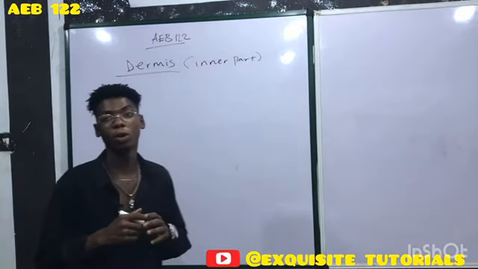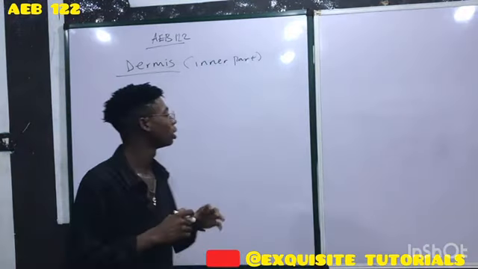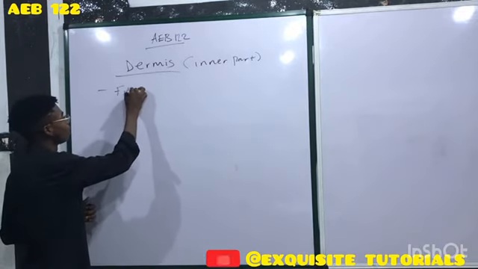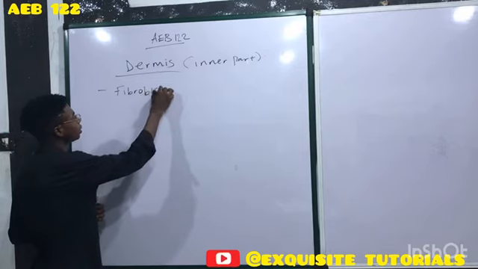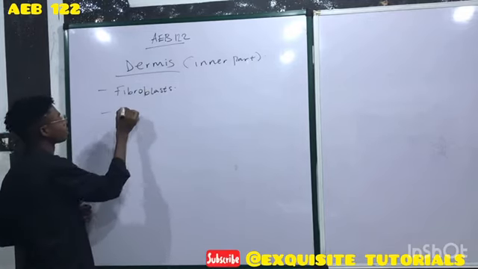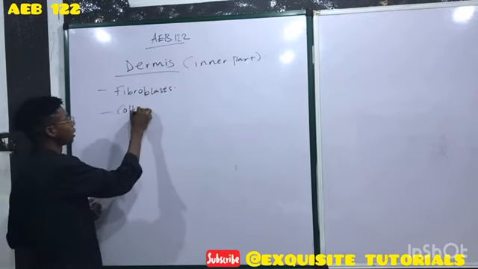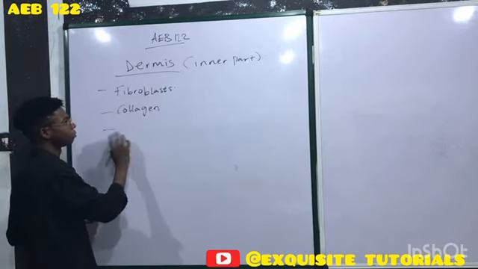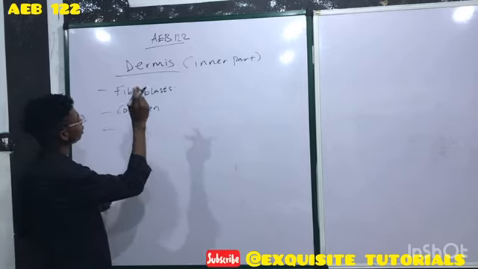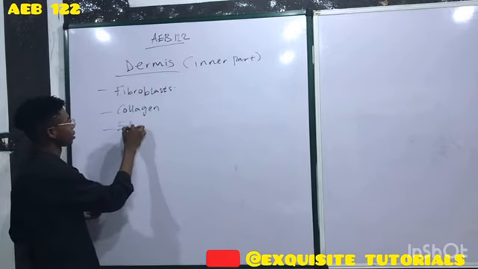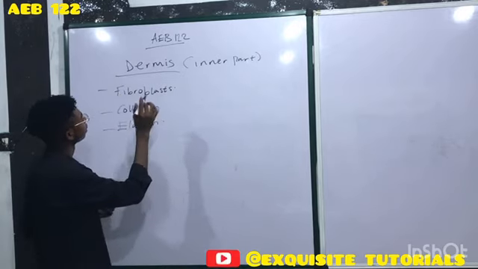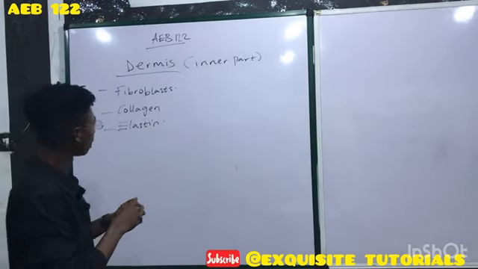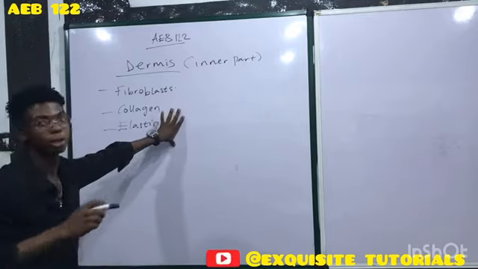Just the way we explained the epidermis, we are going to explain stuff like fibroblasts. Then we are going to explain collagen, and we have elastin again. Now these are the main components of the dermis.